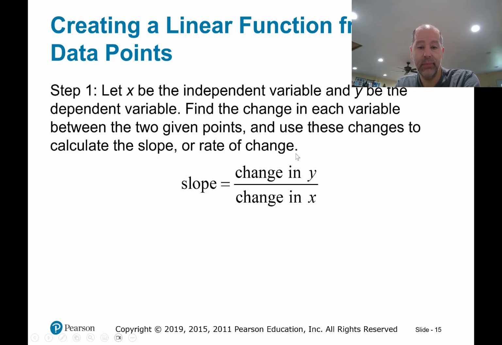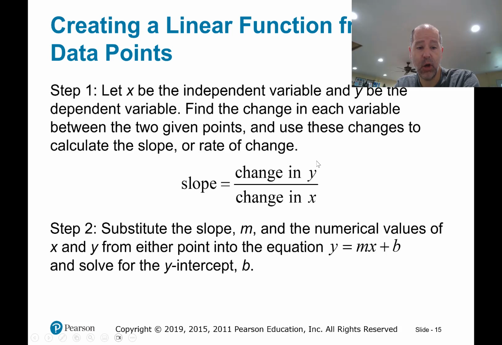Okay. Now, once you find the slope, then you're going to substitute in the m for the slope and the numerical values for one of the 2 points. Usually use one of the 2 points, but use the point that gives you the easiest way to calculate the intercept. Because that's the thing we want to do. We want to plug in one of the 2 points. It doesn't matter which point we use. And then we solve for b, the y-intercept.